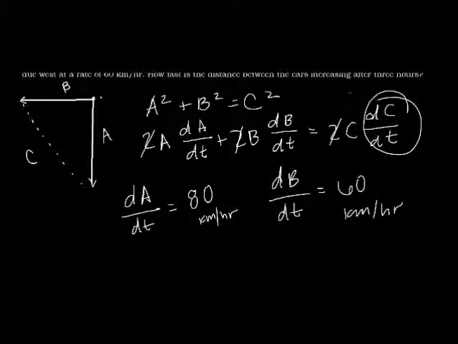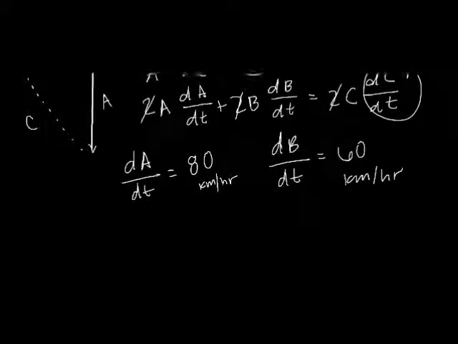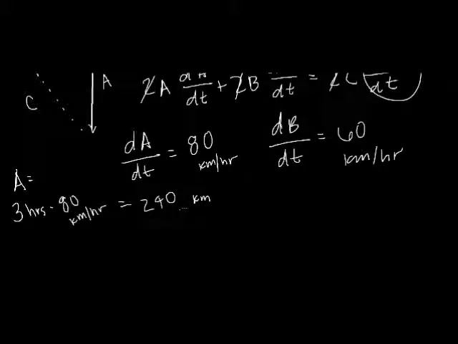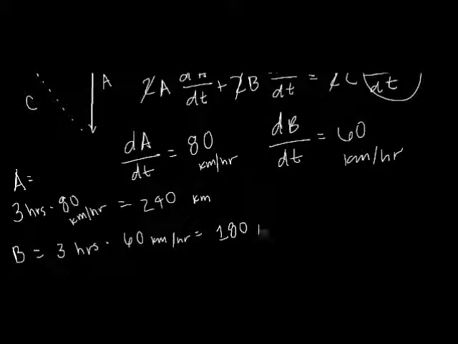Now we've got to find what A, B, and C are. We're going to find A by multiplying 3 hours times 80 kilometers per hour, and that gives you 240 kilometers. And then B is going to be 3 hours times 60 kilometers per hour, which equals 180 kilometers. And to find C, just plug that into the Pythagorean theorem.